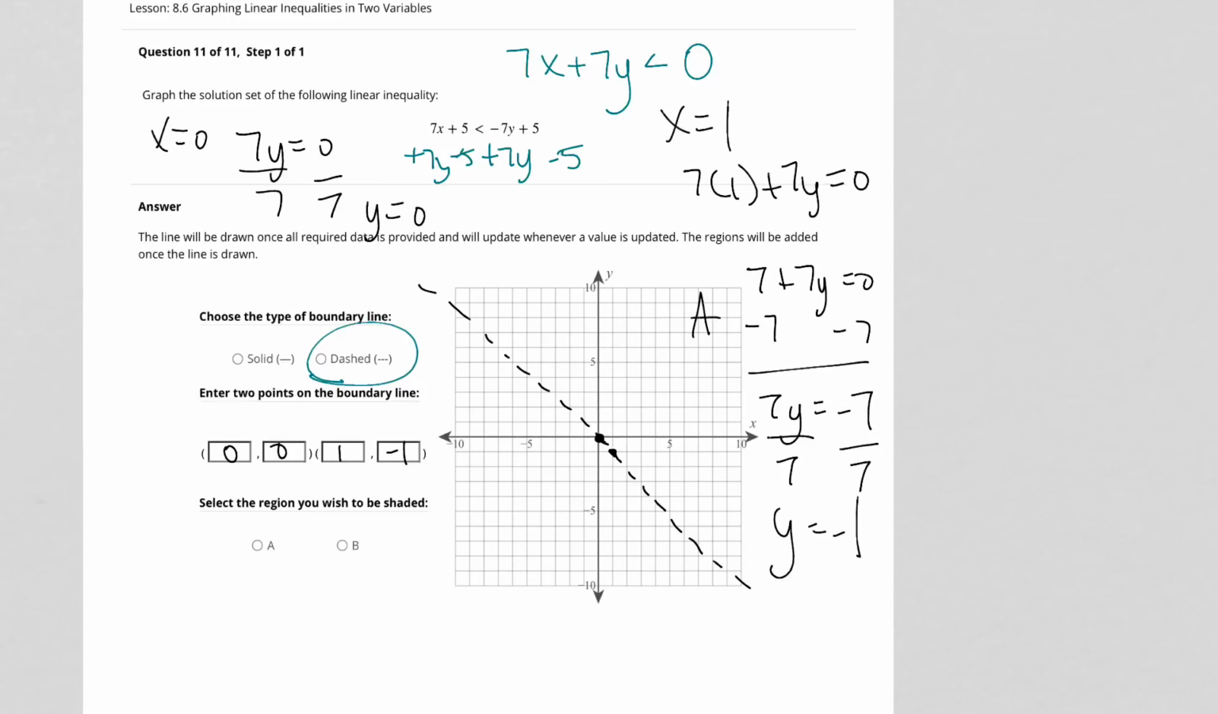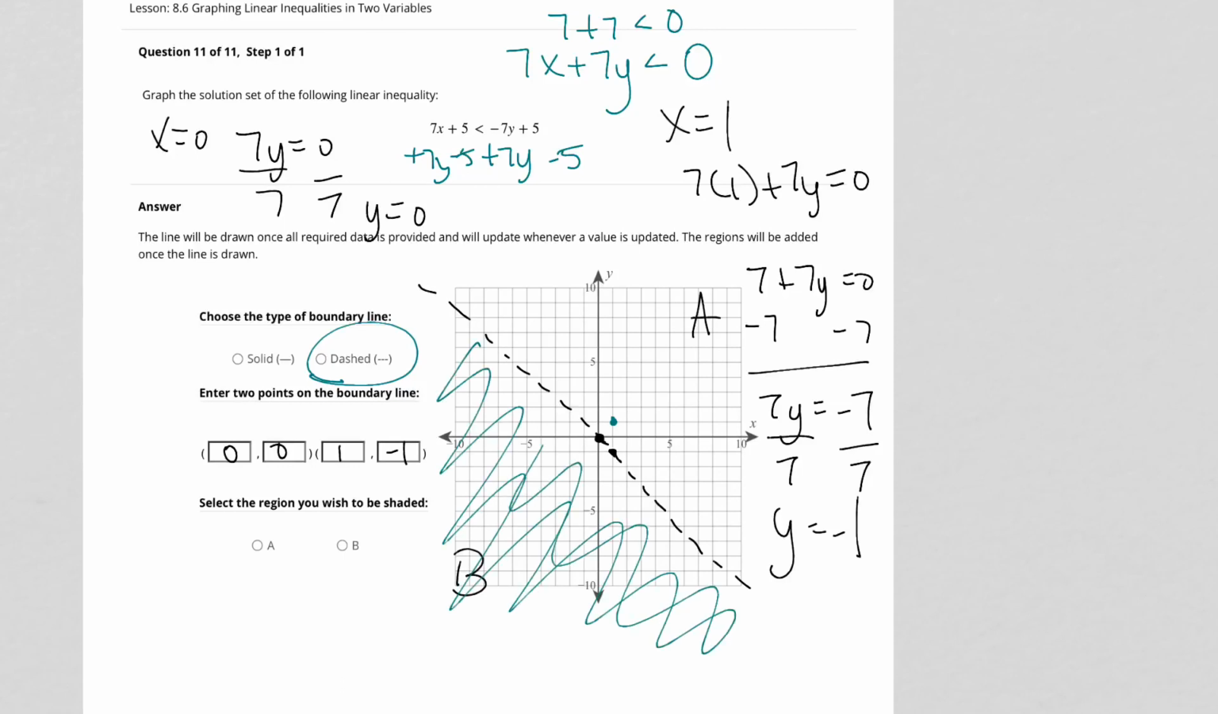All right, I'm going to put region A up there, region B down here. And you can pick any point, so we'll just pick 1, 1. That's usually easy enough. When I plug 1, 1 in there, that gives me 7 plus 7. And is that less than 0? The answer is no. So we're going to shade the lower half, which is B.